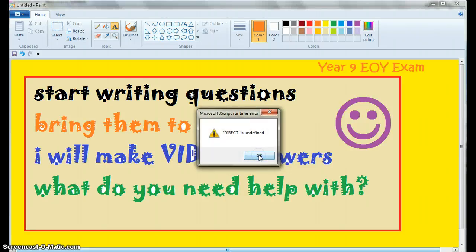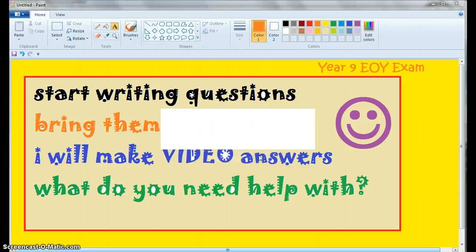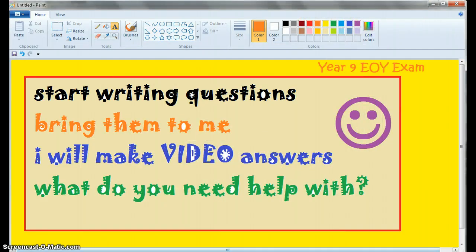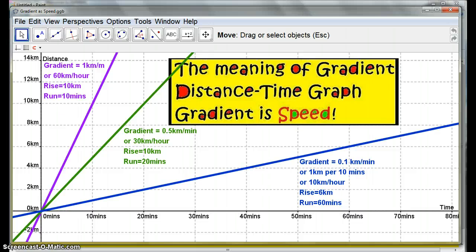Okay, this video has got answers to students' questions, and we're going to start with a question about gradient. So here we've got the meaning of gradient in a distance-time graph. Gradient is actually the speed. So this line here, the gradient's 1 kilometre per minute, or 60 kilometres per hour.